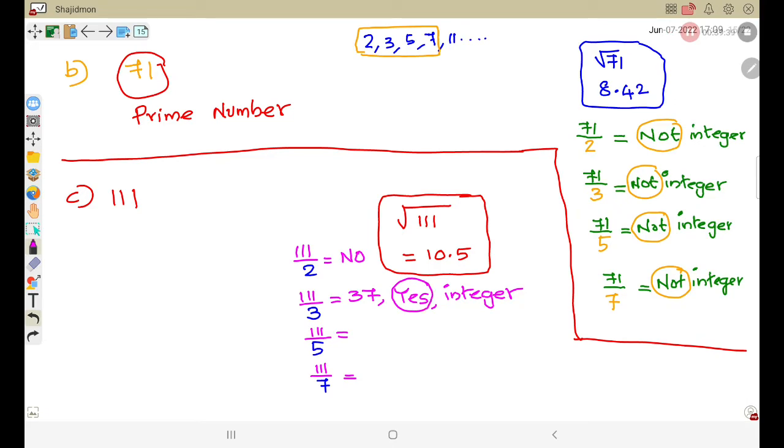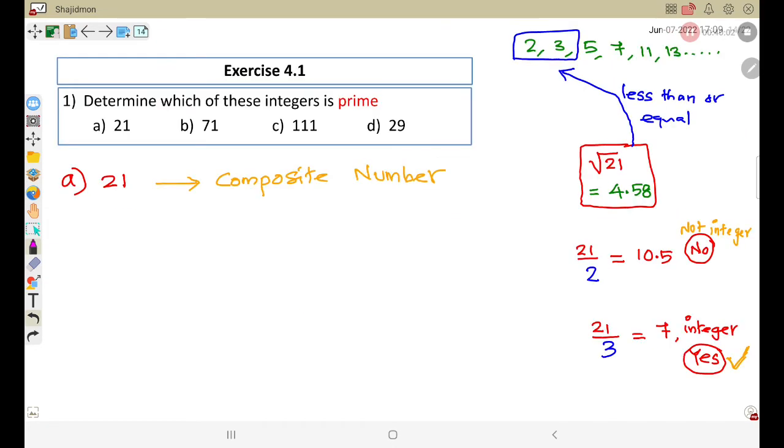Anyway, we are checking 111 divided by 5, we are getting not an integer. Then 111 divided by 7, this is also not an integer, but one yes is there. So this number is a composite number. I hope you understood this one. So that was number C.